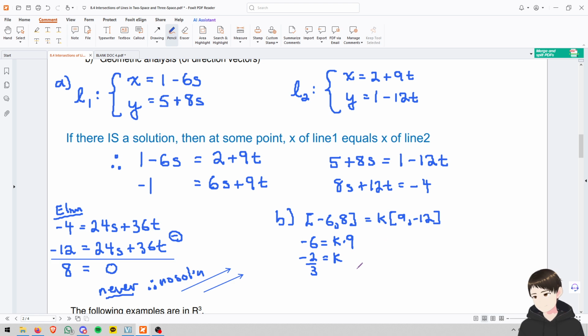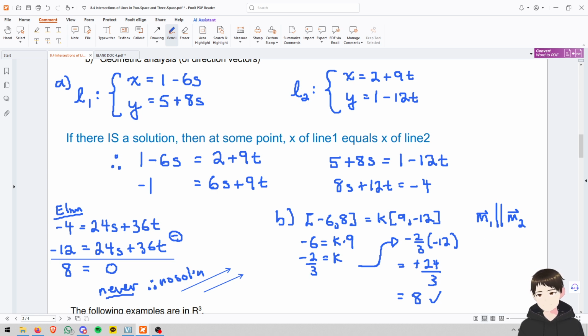And 8, does that negative 2 over 3 work? Negative 2 over 3 times negative 12 is negative 24 over 3. It is, positive, so it is an 8. Oh, it checks out. That means the direction vector of 1 is parallel to direction vector 2. What does that mean? That means line 1 is parallel to line 2.